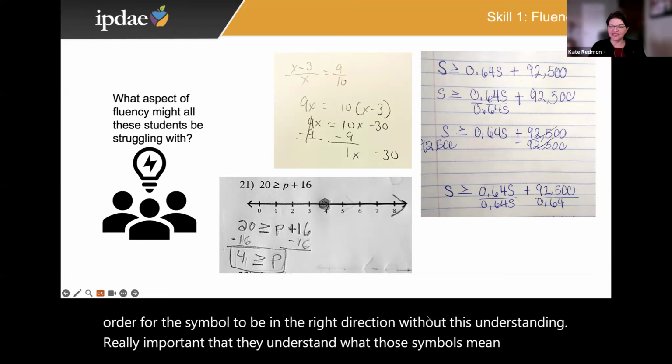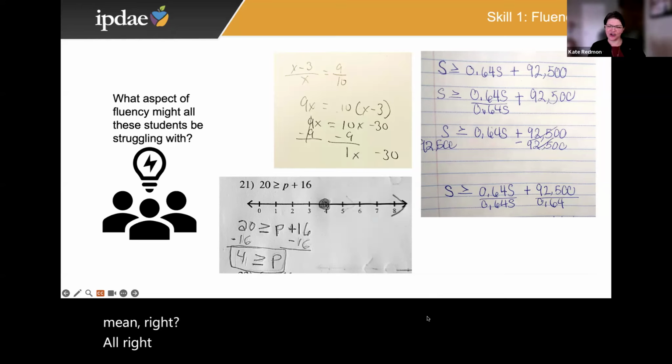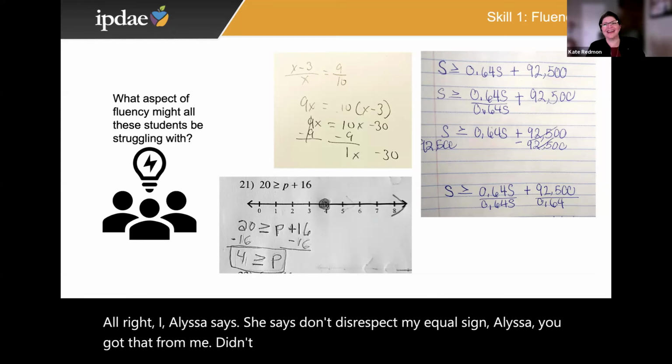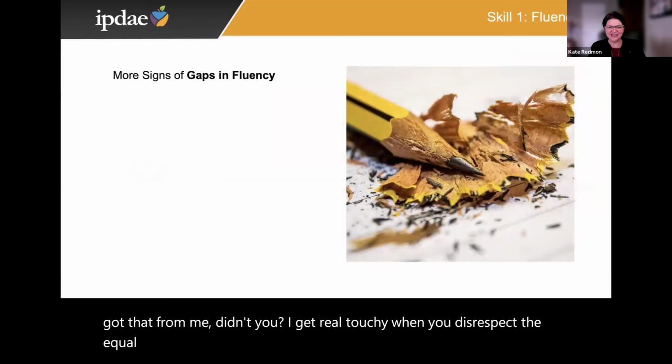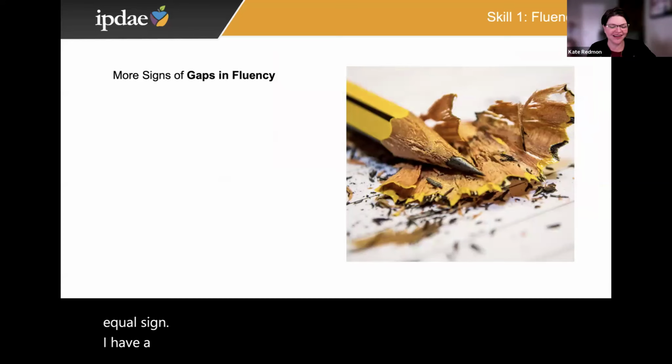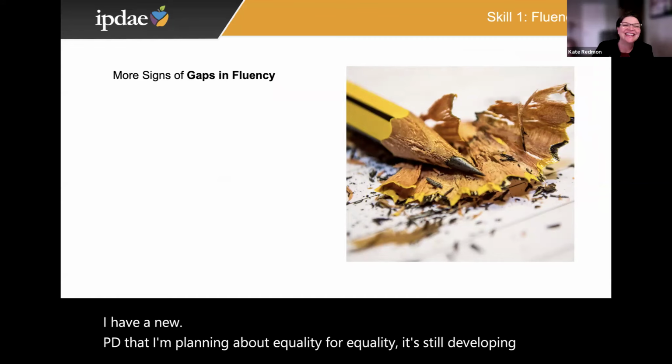All right. Alyssa says, don't disrespect my equal sign. Alyssa, you got that from me, didn't you? I get real touchy when you disrespect the equal sign. I have a new PD that I'm planning about equality for equality. It's still developing, guys. Okay, next one.